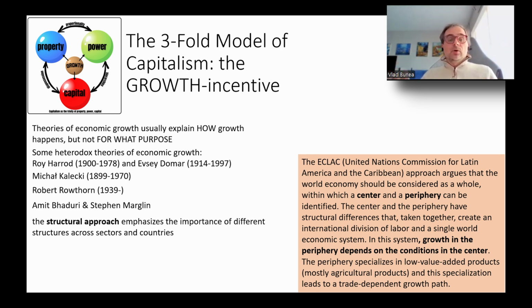And in this system, growth in the periphery, in the global south, depends on the conditions in the center. The periphery specializes in low value added products, mostly agricultural products, cheap labor, cheap land, etc. And this specialization leads to a trade dependent growth path. In other words, the rules determined in the global north, in the rich countries, are driving the growth in the south. This is a very important topic in degrowth literature, which we might have time to discuss a little later. So the structural approach comes closer to describing this.